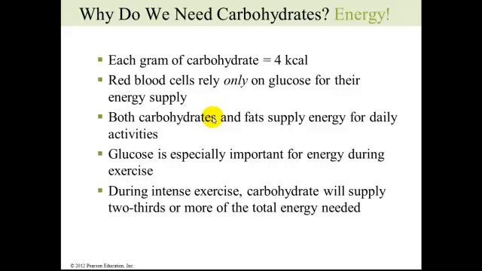Now, to review from one of the previous chapters, remember that each gram of carbohydrate has 4 kilocalories, or 4 calories per gram. Red blood cells and neurons in the brain rely specifically on glucose, one of the monosaccharides, for their energy supply. When you're doing physical activity, both carbohydrates and fat can supply energy, but it's easier, if you will, for glucose to be used. It's more of a one-step process. So during intense exercise, carbohydrates will supply 2/3 or more of the total energy needed.